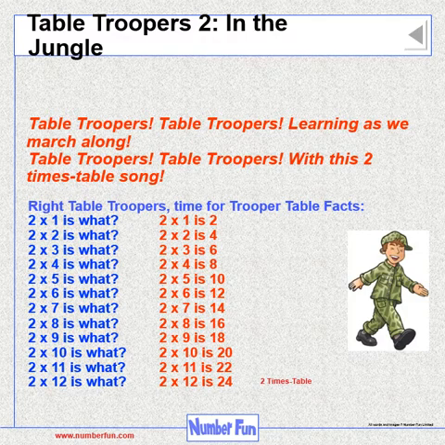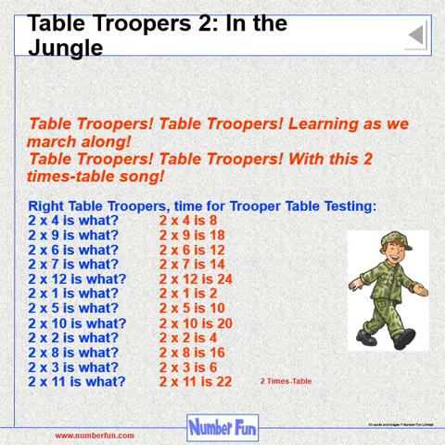Table troopers, learning as we march along. Table troopers, with this 2 times table song. Right, troopers, time for trooper table testing.